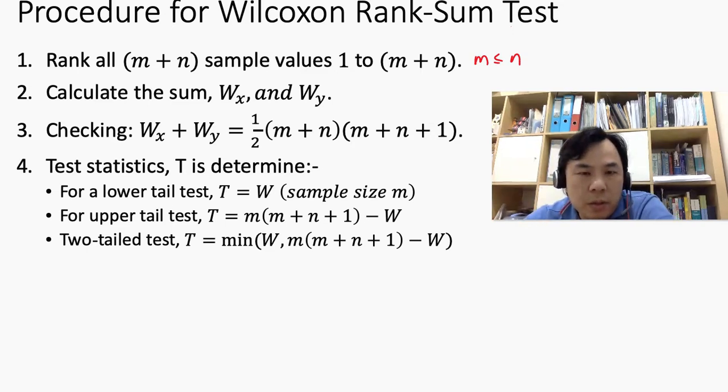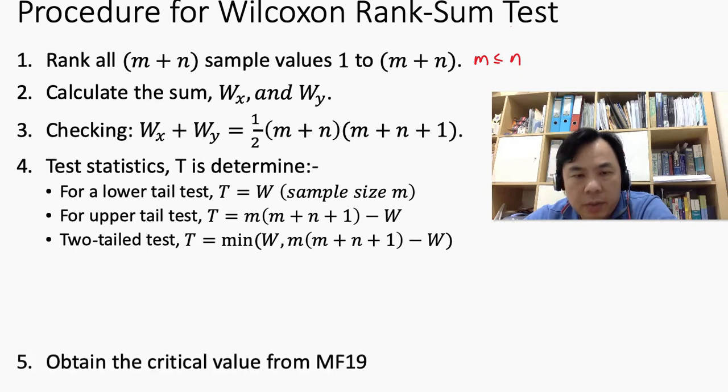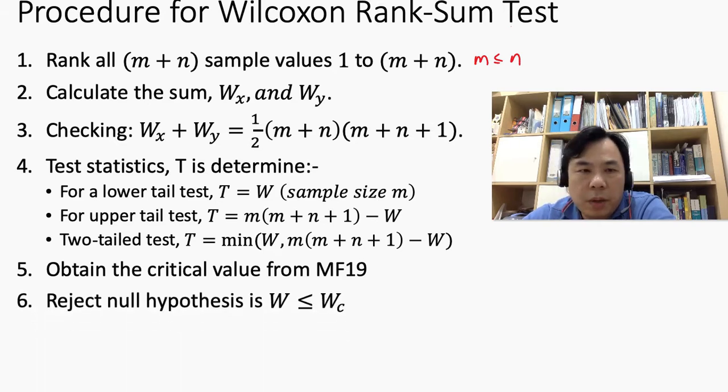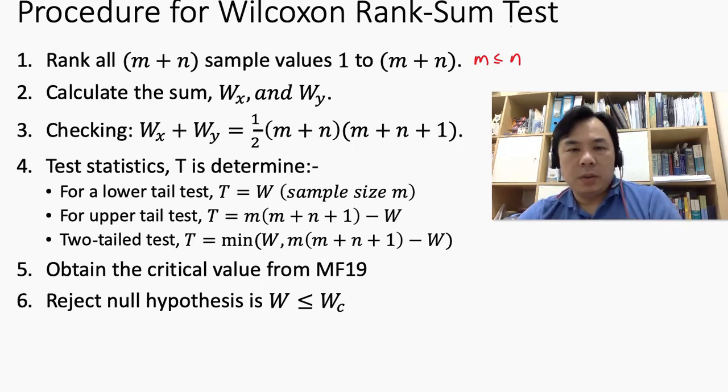As for the two-tail test, we'll have to compare between W and the upper tail test statistic, and then decide which one is the smallest one. Thereafter it's the same thing. We're going to look through our data booklet on another set of tables, the Wilcoxon rank sum test, to determine the critical value. Finally, to analyze the result, we compare this critical value with the test statistic. If the test statistic is less than the critical value, we reject the null hypothesis. I hope this procedure is clear for all of you.